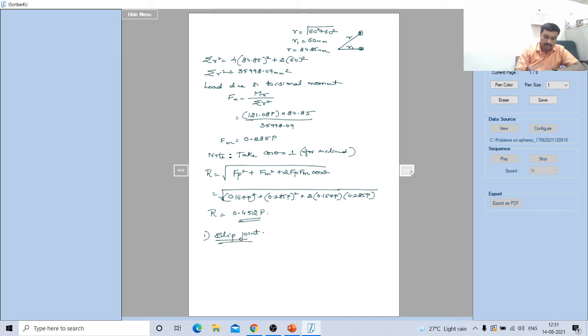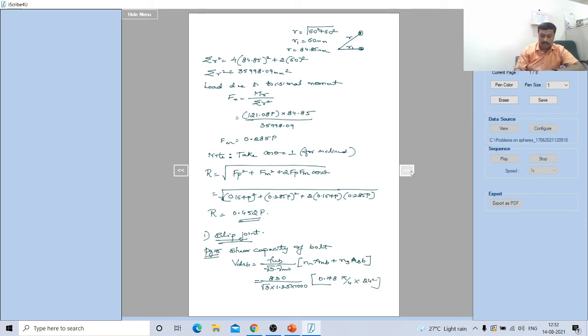So slip joint, we know, page number 75. I think you should never forget these formulas. So shear capacity of the bolt, Vdsb is equal to Fub divided by root 3 into gamma m0 into (nn Anb plus ns Asb). So it is 830 divided by root 3 into 1.25 into 1000 into single shear failure. So it is 0.78 times pi by 4 into d square, 24 square. So it is coming around 135.27 kilonewtons. So this is the shear capacity of the bolt.